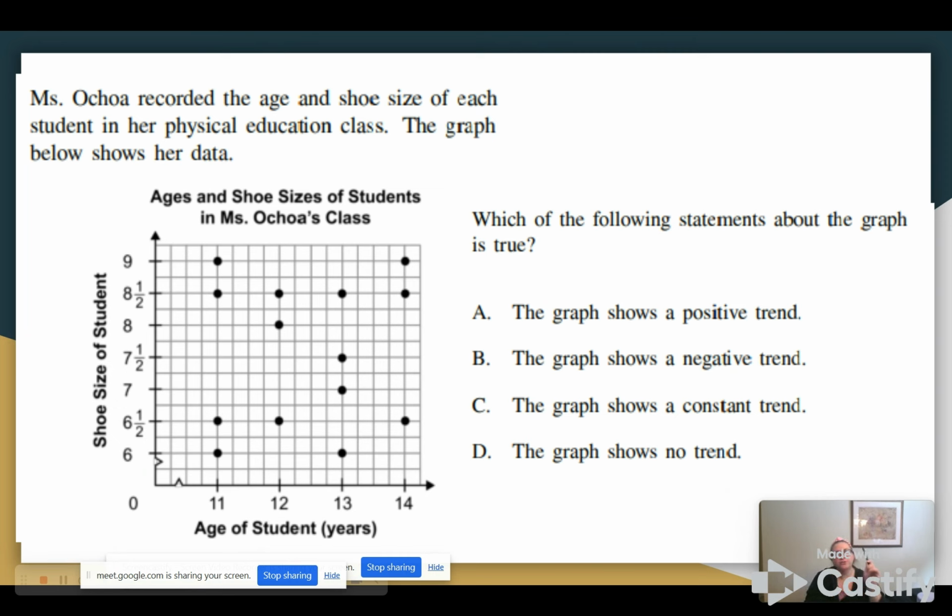All right, Miss Ocho recorded the age and shoe size of each student in her physical education class. The graph shows the data. Would you say this has a positive, a negative, a constant, or no trend? I would say no trend too.